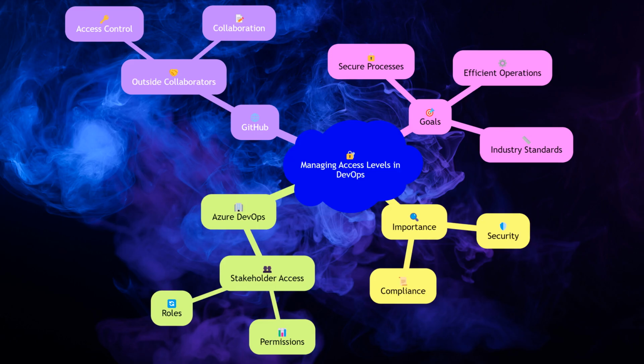In the realm of DevOps, managing access levels is crucial for maintaining security and compliance. This presentation will delve into the intricacies of recommending appropriate access levels, focusing on stakeholder access in Azure DevOps and outside collaborator access in GitHub. By understanding these aspects, organizations can ensure that their DevOps processes are secure, efficient, and compliant with industry standards.